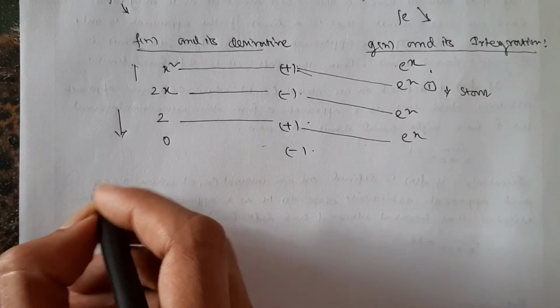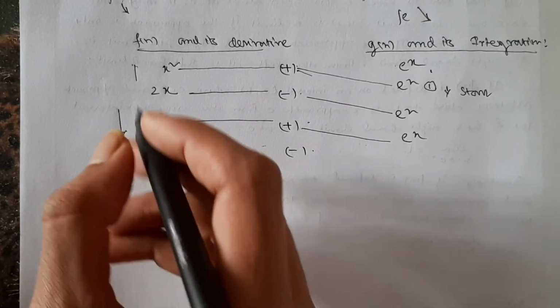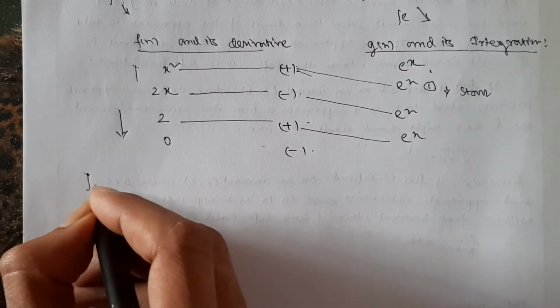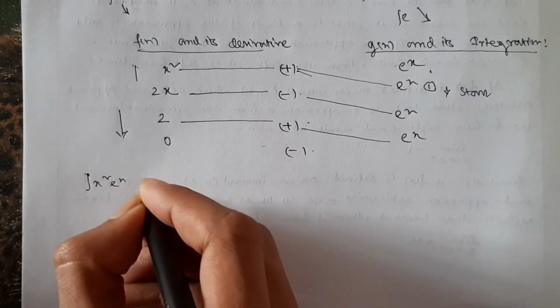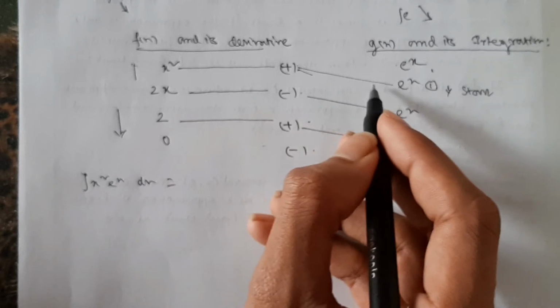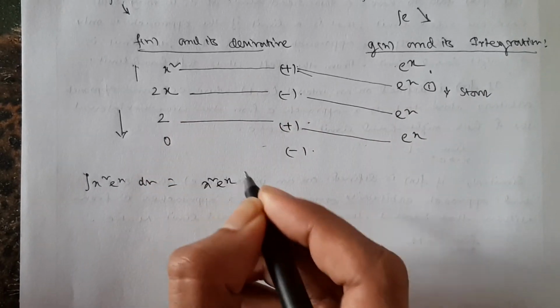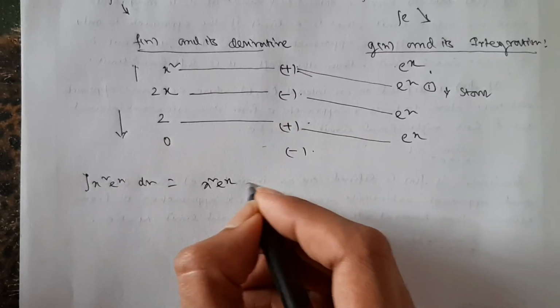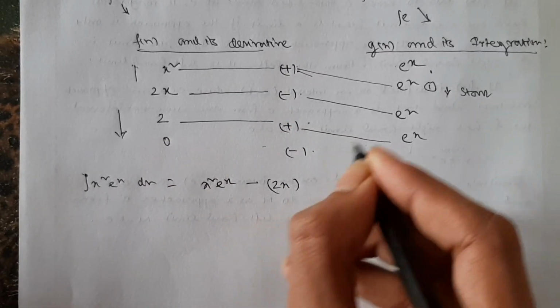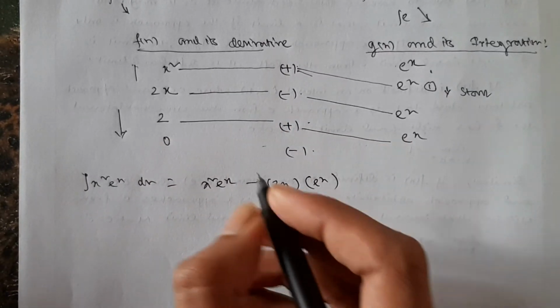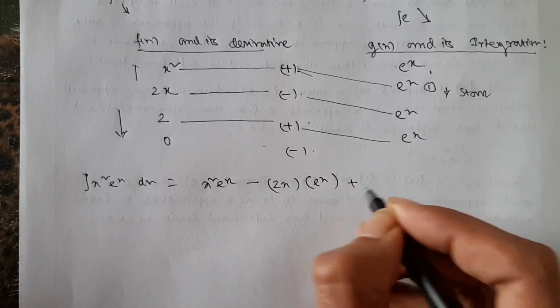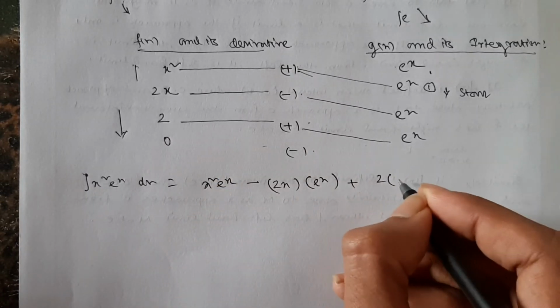Okay, so what will be the integration of this function? x square e to the power x dx is equal to x square e to the power x minus 2x e to the power x plus 2 e to the power x.